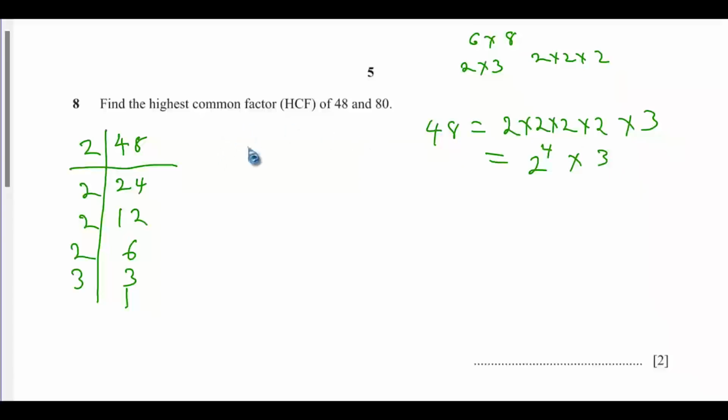So let's start with 80. So you can do 80 like this too, or you can make use of this simple method here. Okay, so 2 goes in 80, you have 40.